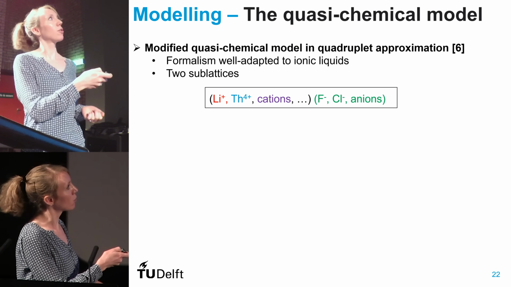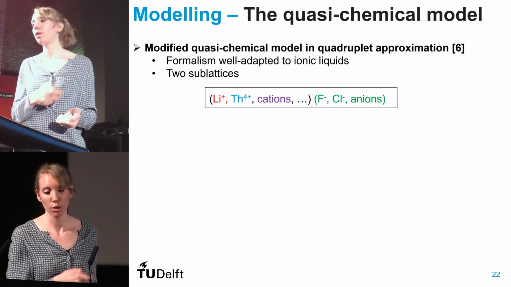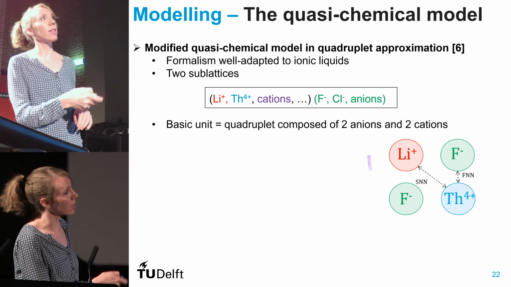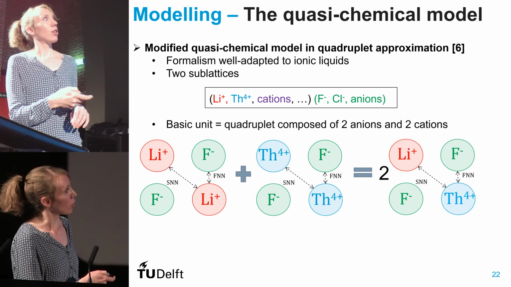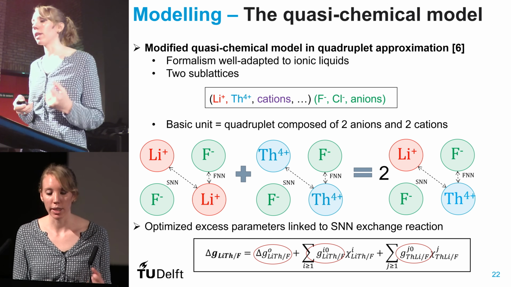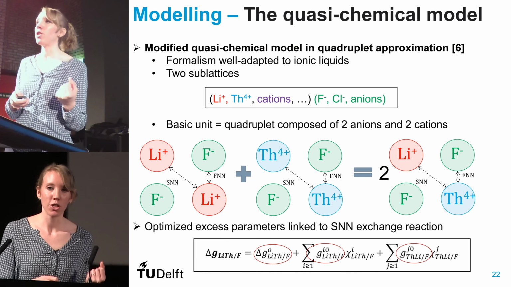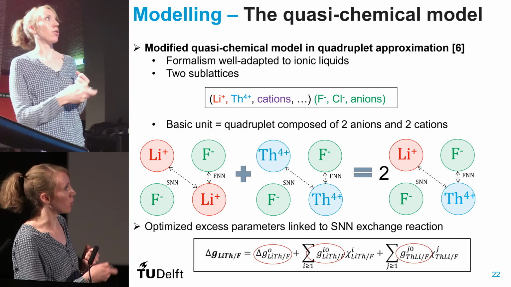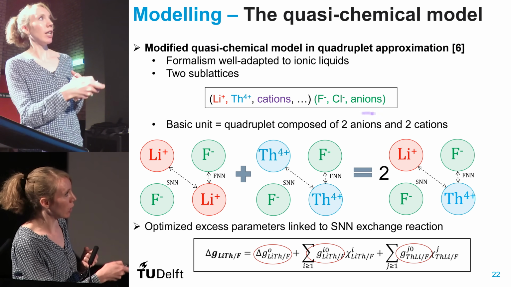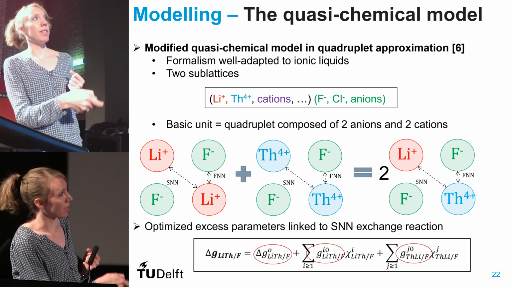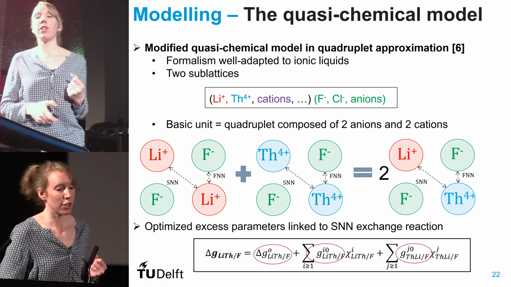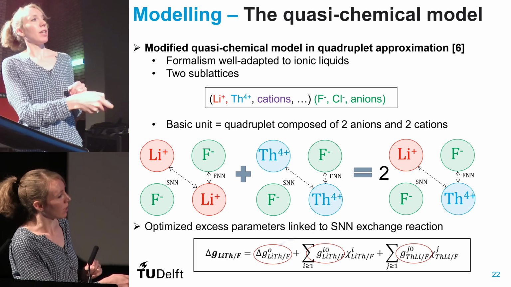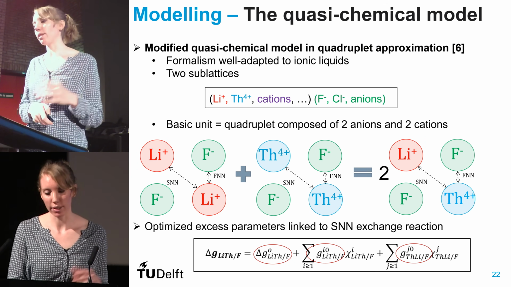We have two sublattices, one cationic and one anionic sublattice. And the basic unit is a quadruplet with 2 anions and 2 cations. And what we look at, what we optimize in the model, is the excess Gibbs energy linked to what we call the second nearest neighbor interaction, exchange interaction. So if we have the end members here, and we mix them, we exchange these cations, and so we have some Gibbs energy terms related to this exchange reaction. And the terms here in red are the ones that we optimize.